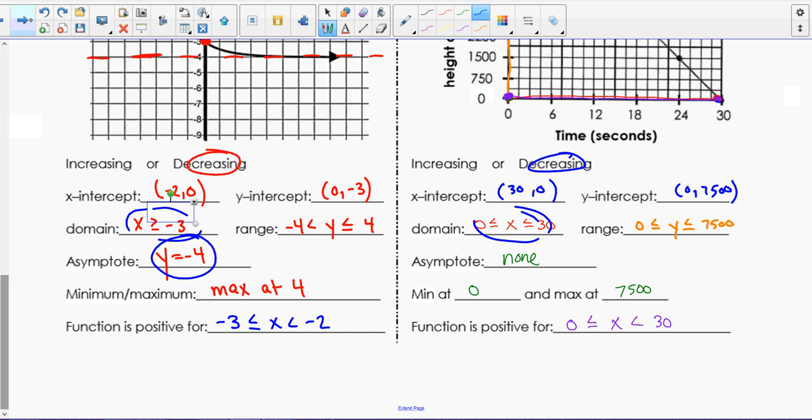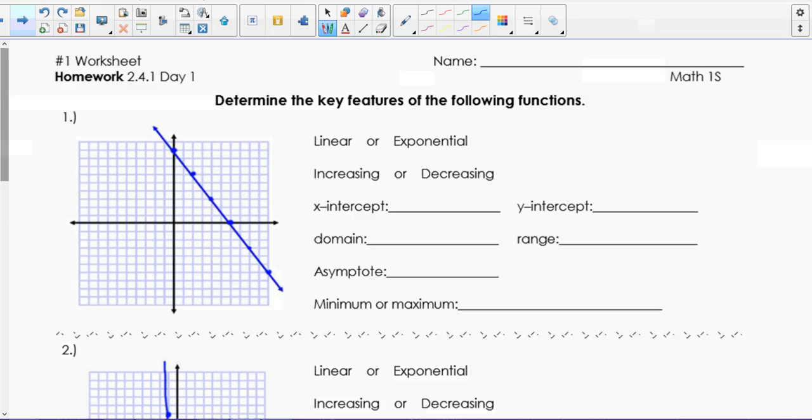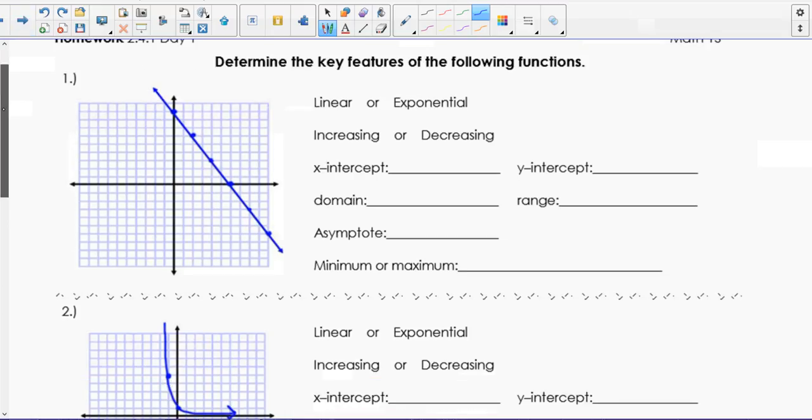Okay? So, your homework is to show us that you got your notes done, and then we will give you number 1 worksheet. Make sure that when you're looking at your answers tonight, you're looking in Unit 2B, since this is the first day of the new unit. Okay, your homework's going to look like this. It's 3 pages. It's a lot of the same questions over and over again, but just slightly different. So make sure that you're looking back at your notes.